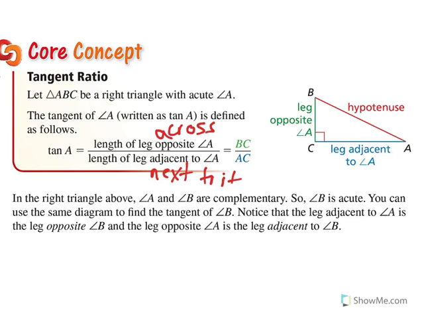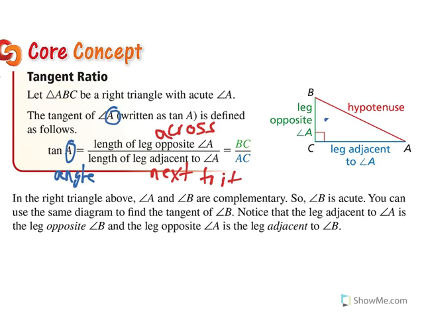So when we think about tangent of an angle, tangent of A, whenever we say tangent of A or tangent of whatever, this A is referring to the angle. Tangent of an angle is equal to the length of the opposite leg over the length of the adjacent leg. So if we're looking at angle A, I'm going to look at my opposite leg over my adjacent leg. That's how we do opposite over adjacent.